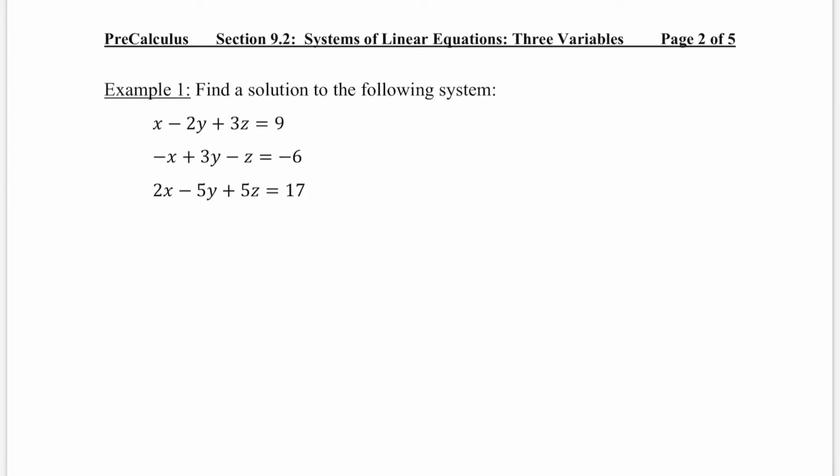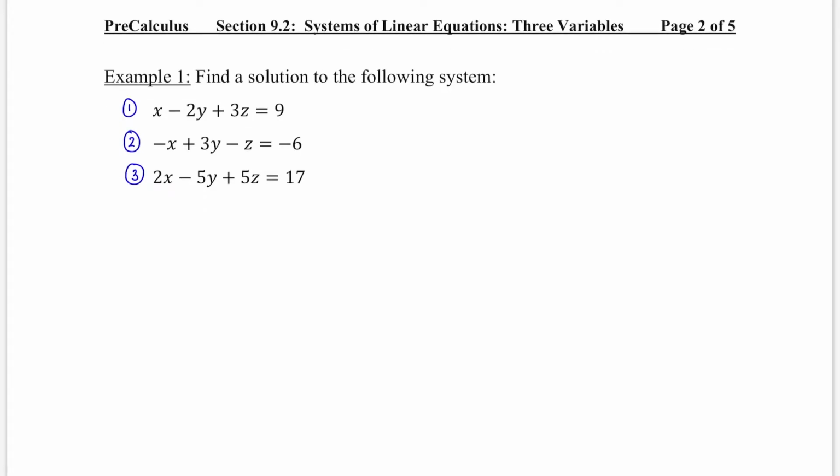Example 1. Find a solution of the following system. I have three different equations in three different variables, and my job is looking for the values of x, y, and z that satisfy all of these three equations. So I will call this equation 1, this equation 2, and this equation 3.